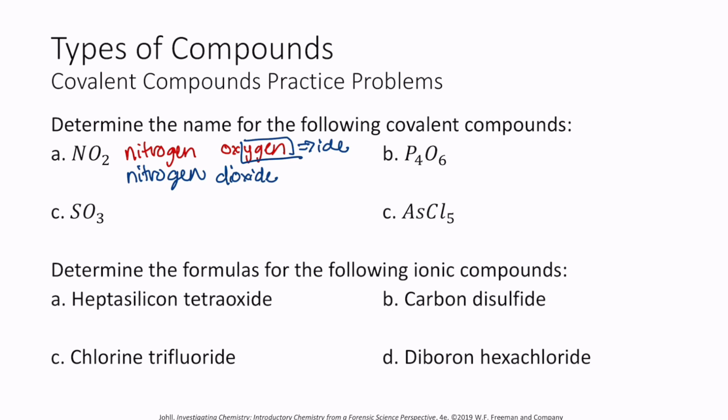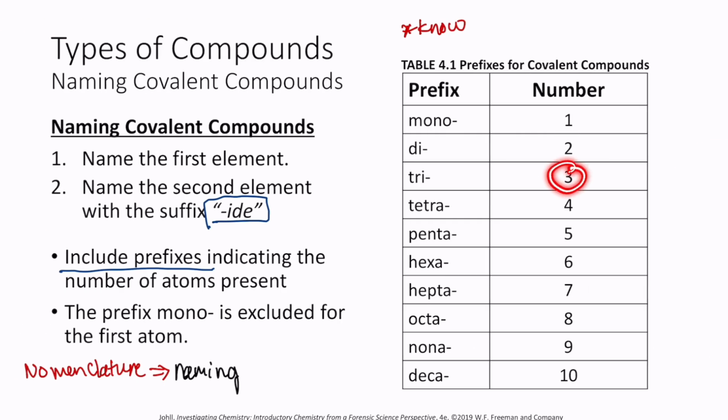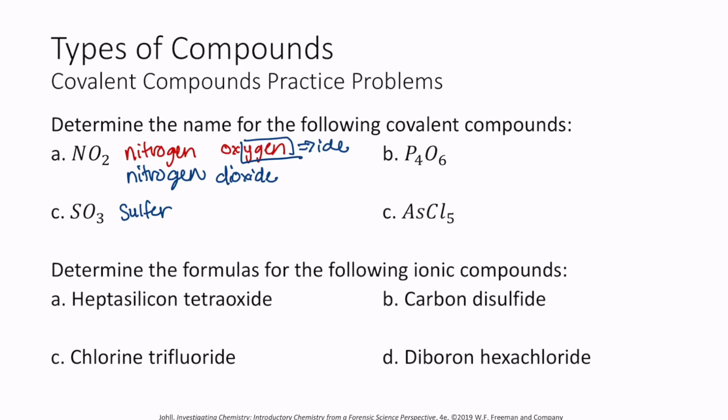All right, let's look at this next example. S is sulfur, and then I have oxygen again. So I only have one sulfur. Notice there is no subscript right here, so it means there is one. Remember, we never write the subscript 1. So this would be sulfur. I have 3 oxygens, so I can look at my table. I need 3, so I'm going to use the prefix tri. So it's going to be sulfur trioxide.